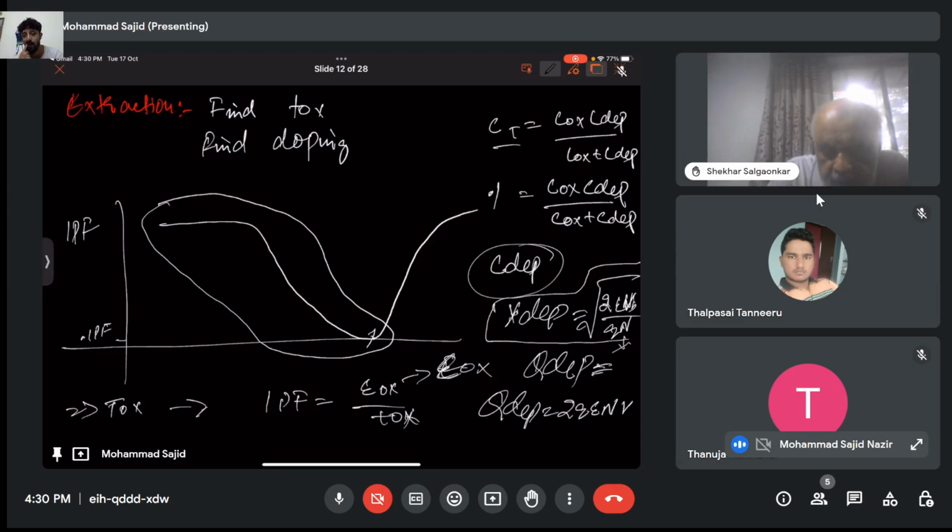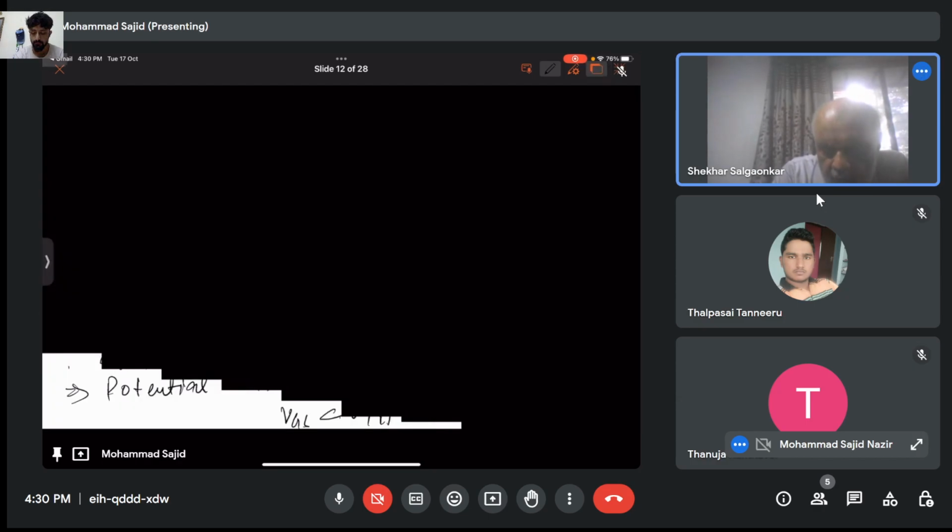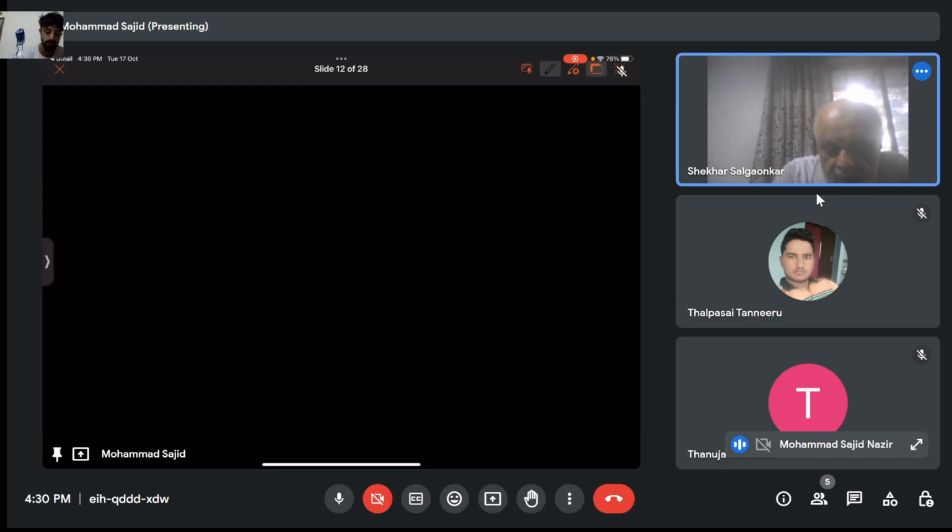Hello, sir. Can I ask you something? Actually, we are solving a problem. The problem has a two-stage amplifier, a cascaded one, where the output of the first stage is given to the input of the second. One of the problems we have solved has a capacitor in between the output of the first and the drain of the second.